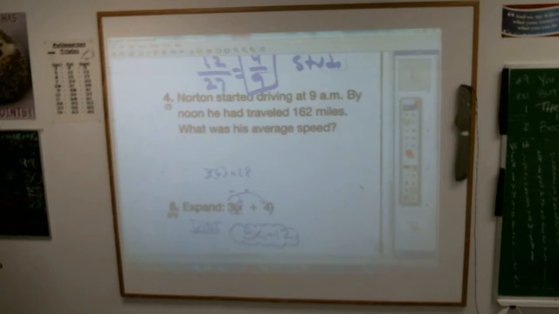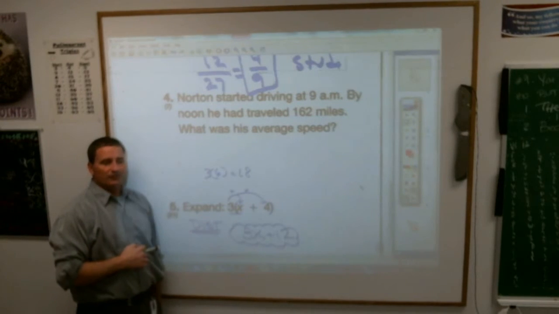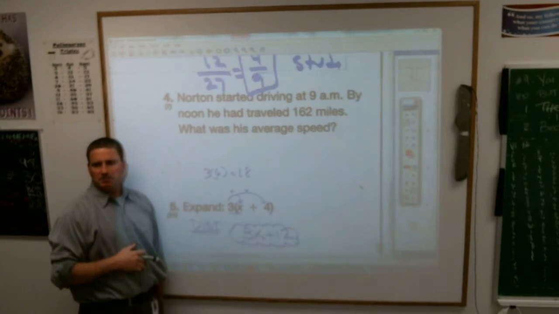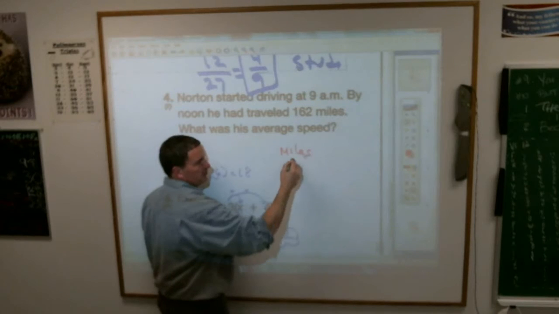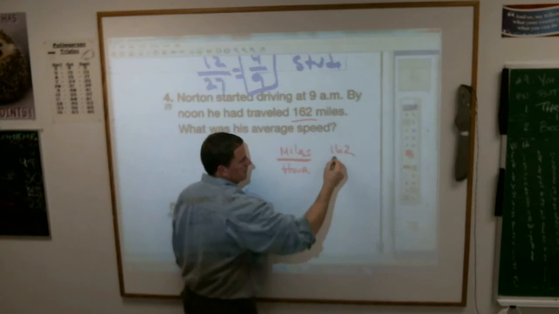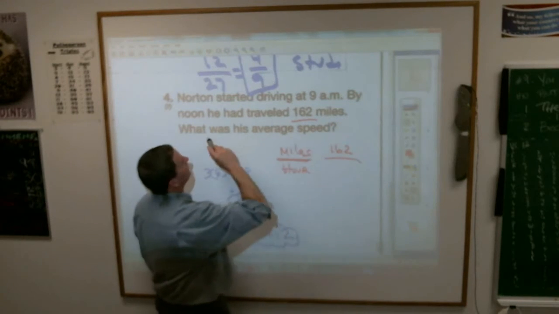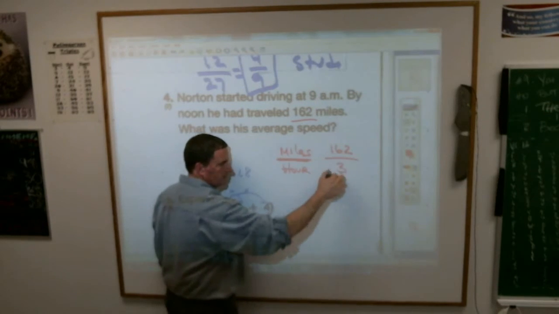Norton started driving at 9 a.m. By noon, he had traveled 162 miles. What is his average speed? Oh, never mind, sorry. If you were to do this, the first thing you have to say is, what is speed measured in? If somebody says how fast you are going, you would say, I am going blank. What's my label? You are going miles. The word per in math is a fraction line, hour. So you want miles on top, 162, and hours on the bottom. 9 a.m. to noon is 3 hours.